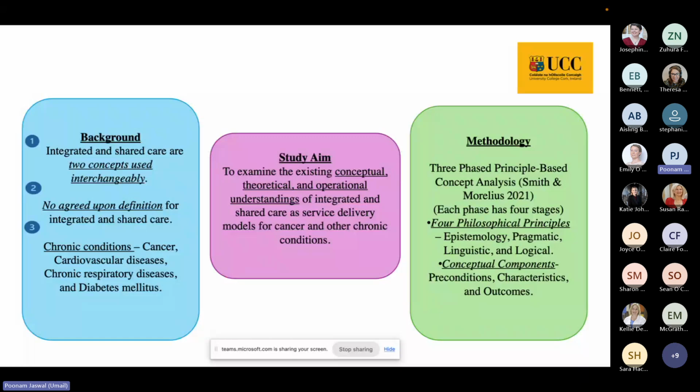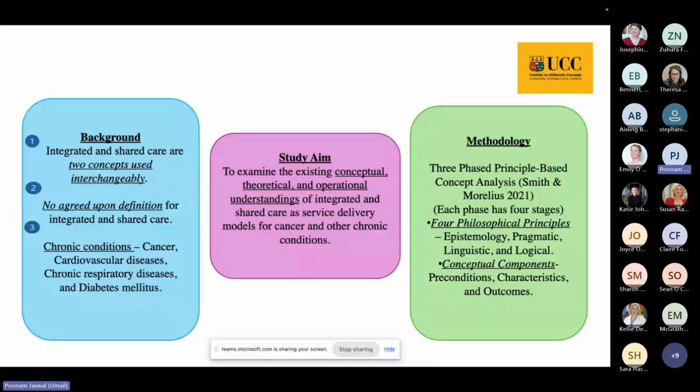The context of 4 chronic conditions, that is cancer, cardiovascular diseases, chronic respiratory diseases, and diabetes mellitus, was considered for 2 key reasons. Firstly, the World Health Organization recognizes these 4 conditions as major contributors to global mortality and morbidity. And secondly, examining all of these 4 conditions helped guide gaining a deeper understanding of how these concepts are actually understood and applied across different clinical disciplines.